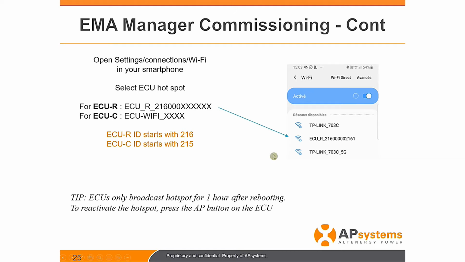Now, if you go to the hotspot and the Wi-Fi list and you can't see the ECUC or the ECUR, that's because the ECUs only broadcast their hotspot signal for 1 hour. And so what you want to do is press the AP button on the side of the ECU to reactivate the hotspot. Then that hotspot or signal from the ECU will pop up on this list here.